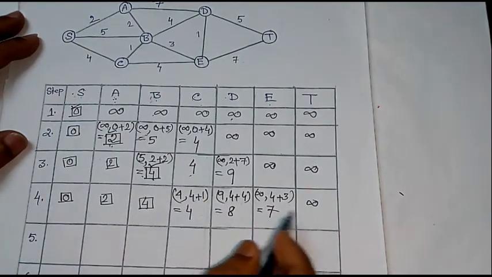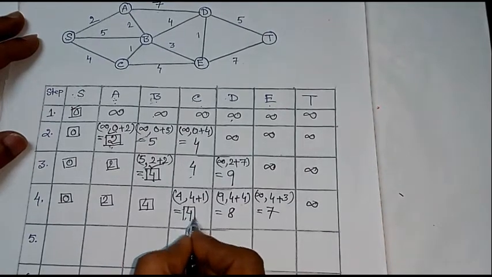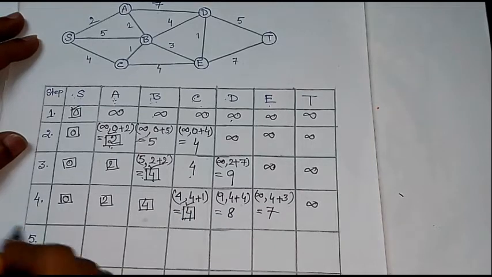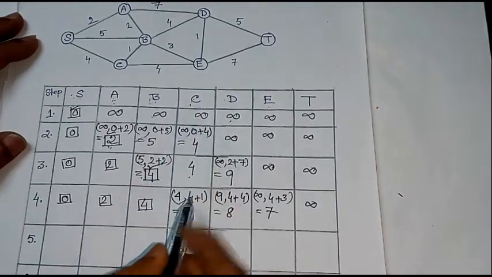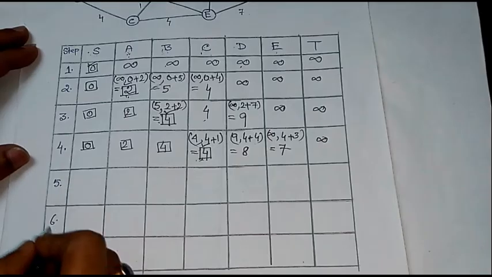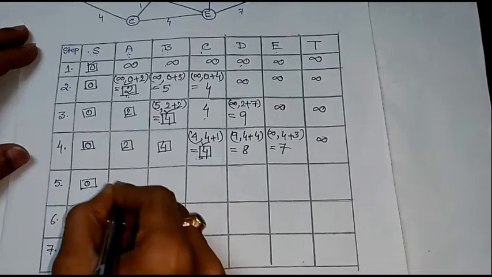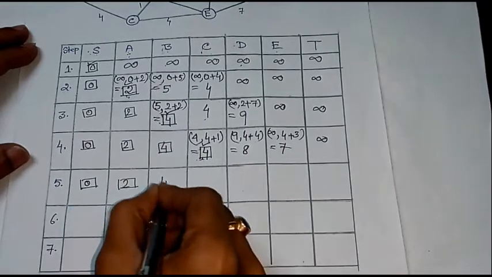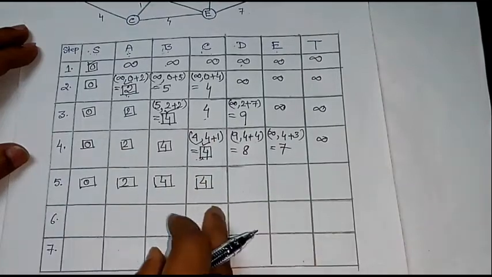Among these 4 values, 4 is the minimum, so this will be the permanent level of this step. So we put a tick here. So in this step, C will be leveled permanently by 4. Next, consider step 5. First of all, we put all the permanent levels 0, 2, 4 and 4. These 4 are permanent levels.